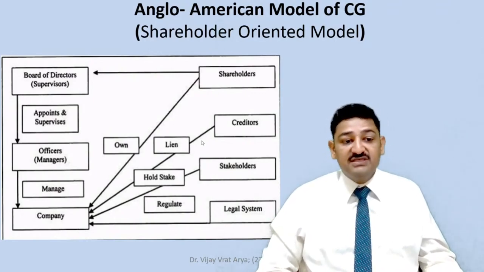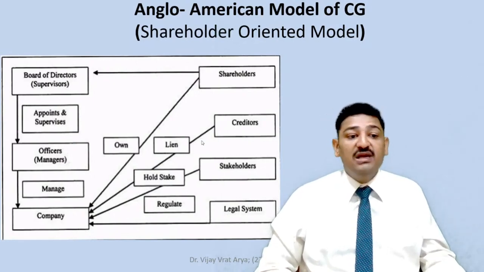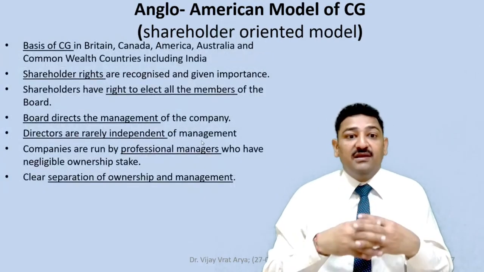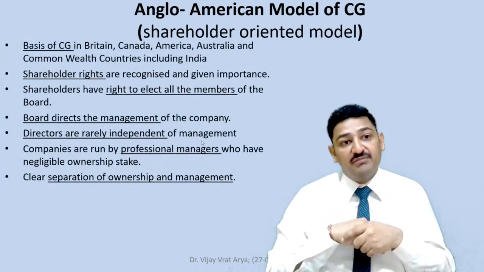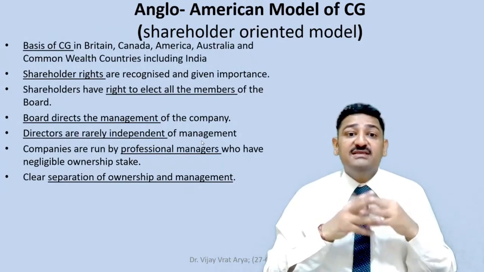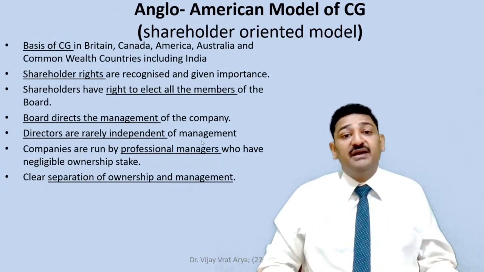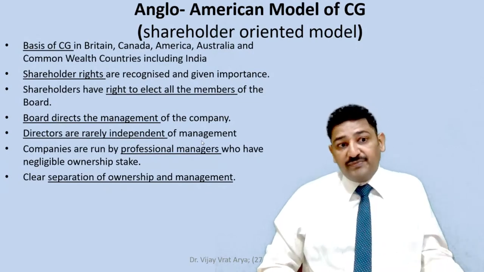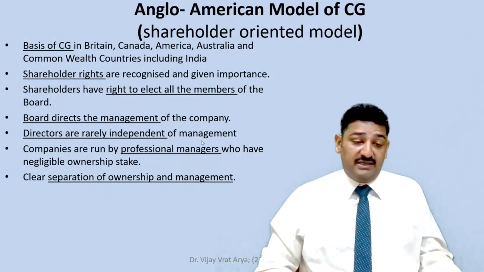We are calling them the officers, and they are ultimately managing the companies, the lower level managers or the officers. Now, if we refer to the features of the shareholder-oriented model or the Anglo-American model of corporate governance, then it is the basis of corporate governance in some of the dominating countries, including Britain, Canada, America, Australia, and Commonwealth countries, including India too. So, in this particular case, the shareholder rights are recognized and given more importance.